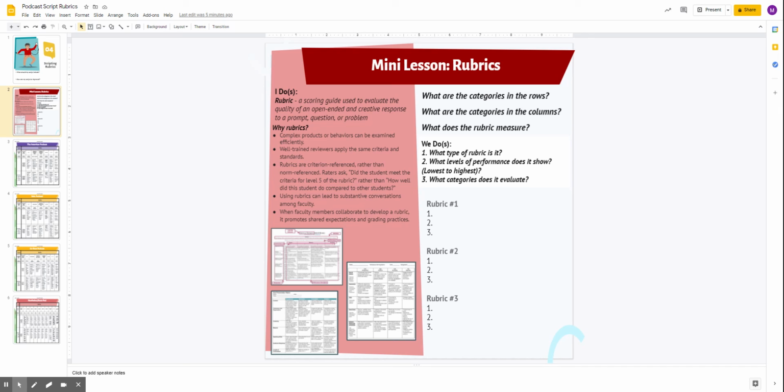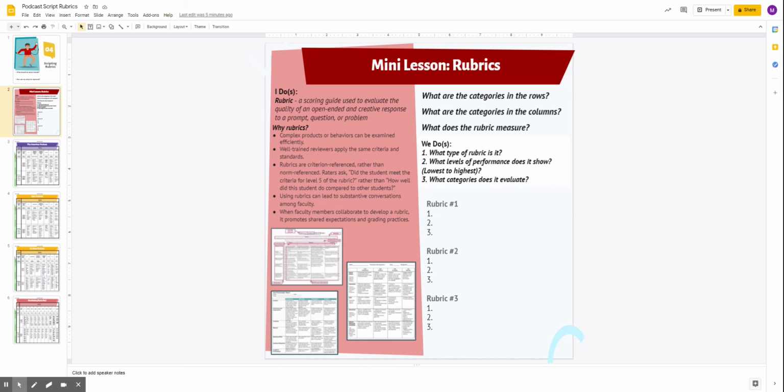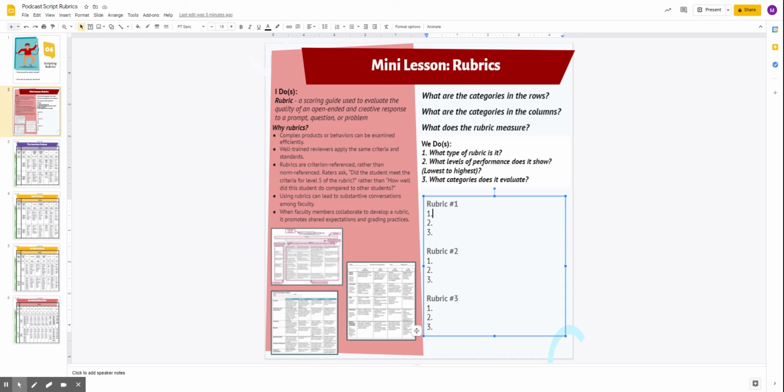Here, in your breakout groups, you are going to open these links and answer these 3 questions with your partner. So the first one you're going to answer is, what is the type of rubric? That means, what is it measuring? Then, what levels of performance does it show, right? What are the lowest levels of performance and the highest levels of performance? And what categories is it evaluating? And you can just make a list right here, okay? So you're going to do that 3 times. After each one, we'll return from our breakout room and talk about it, and then you'll get a new partner.